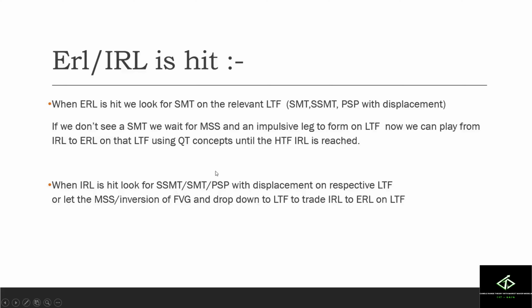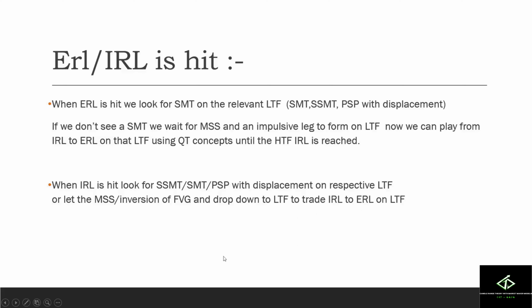If we don't have SMT, then what will we do? We will wait for price to create a market structure shift there with an impulsive leg, right? Or an inversion of the fair value gap from the previous leg. Once we have that, we have our impulsive leg. Now what will we do? We will drop down to a lower time frame. We will look again from internal range liquidity to external range liquidity.